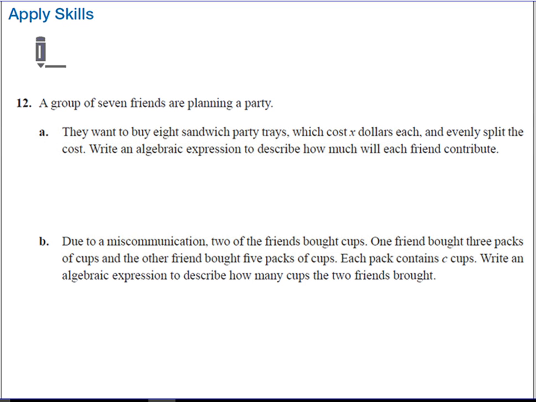So we know if we're splitting the bill, we add it up and then divide by how many people are splitting the bill. So the total amount of money we are spending is 8 trays times the dollar amount, which we don't know. They tell us to use the variable X. And so we're dividing that by, it tells us there's a group of 7 friends. So we have division, again showing as a fraction bar, the quotient of 8 times the number and 7.